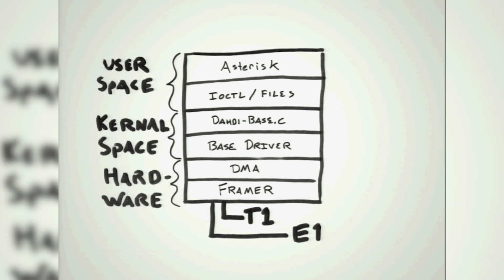Some T1, E1 packets, some audio comes in, a frame comes in to the framer. The framer is sort of like the industry, what we call the chip, fully integrated these days, that handles everything to do with the physical layer of T1 and E1. Okay? That framer is going to move the time slot data into a DMA engine, also on the card, typically in an FPGA, CPLD, something like that. And that DMA is going to move the time slot data into main memory automatically.